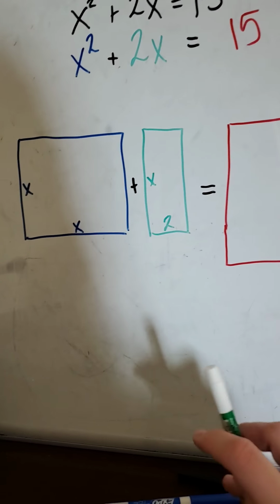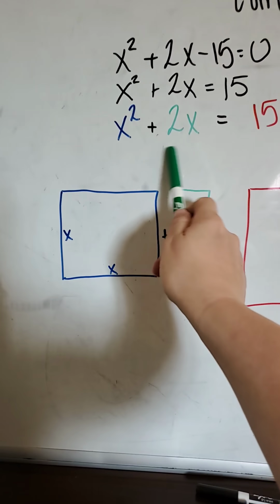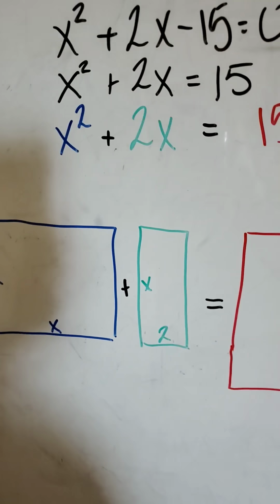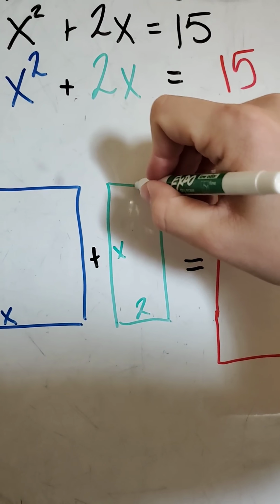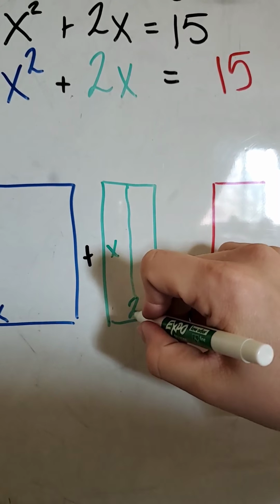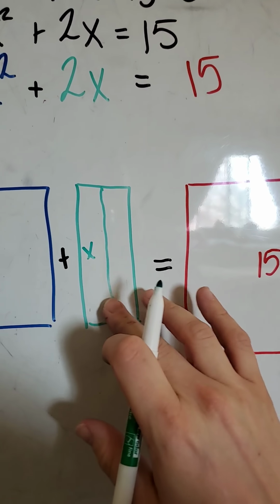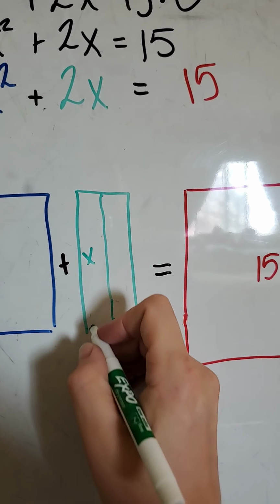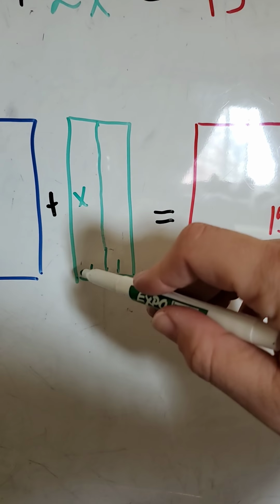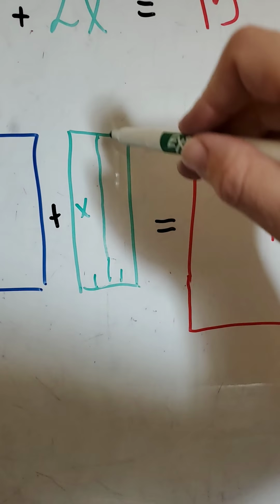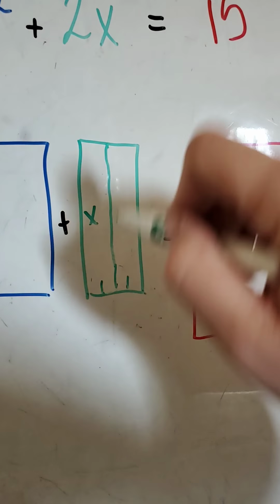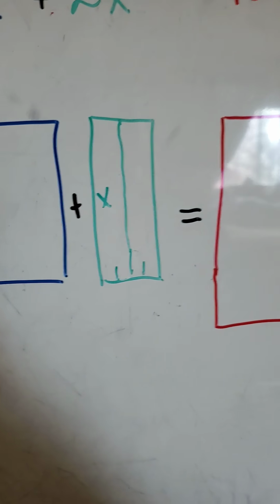So the idea of splitting this middle term and completing the square, and I'm sure maybe you've heard that before, we divide it by 2. That comes from this concept. I'm going to divide this rectangle down the middle so that now I have two rectangles that are x by 1. The area of this is x times 1, or x. The area of this is x times 1, or x. So the sum of those areas is 2x, the same as the area of the original rectangle.